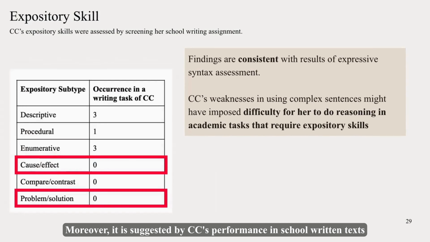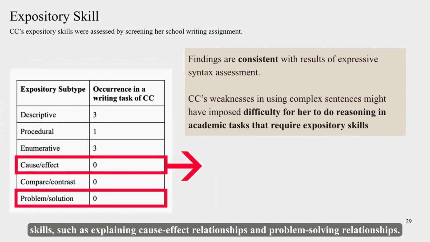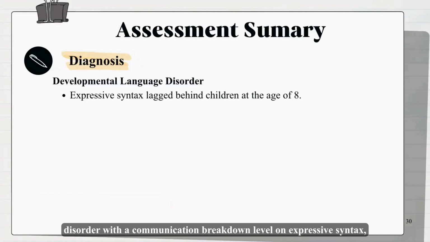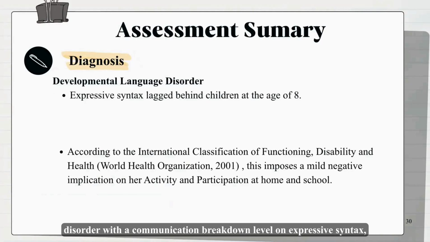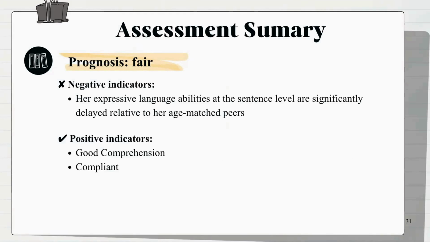Moreover, Cici's performance in school written text suggests that her weakness in syntax has impacted her ability to explain academic ideas with different expository skills, such as explaining cause-effect relationships and problem-solving relationships. Finally, Cici is diagnosed with developmental language disorder with a communication breakdown level on expressive syntax, while the prognosis is fair, suggested by good comprehension and compliance.